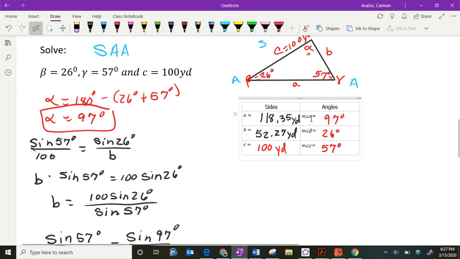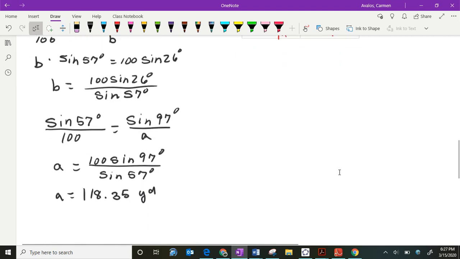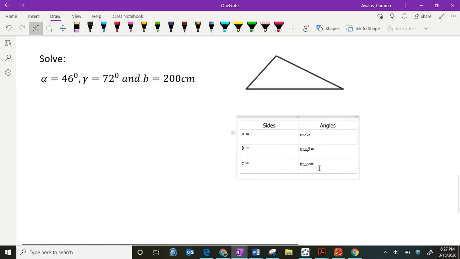So this is the biggest angle, this is the biggest side, this is the medium angle, this is the medium side. I'm sorry, the smallest angle, smallest side, medium angle, medium side. And that's how you solve a triangle using SAA.